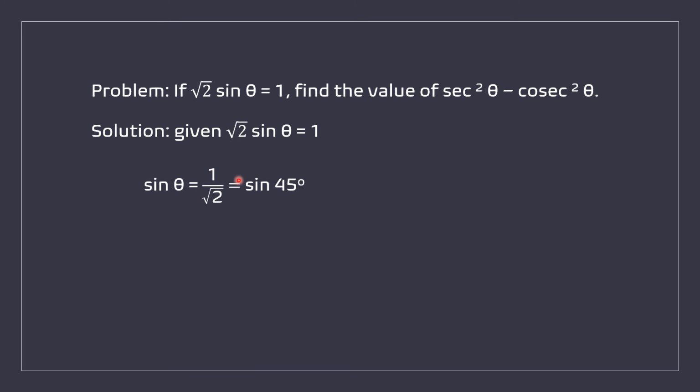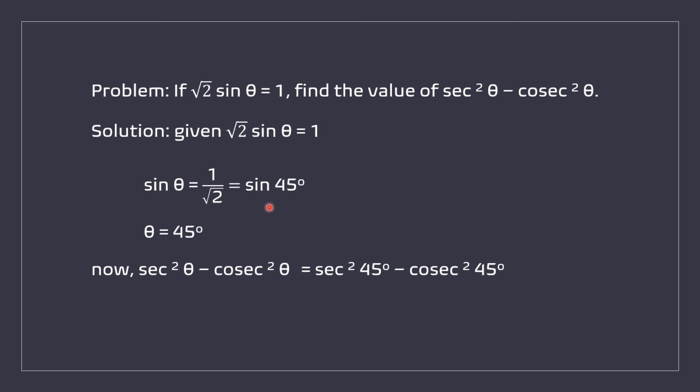This 1 by root 2 is there in our values table for sin 45 degrees. That's why sin theta is equal to 1 by root 2, which is equal to sin 45 degrees. If we get a value which is not there in the table, you have to go for a right triangle. You have to form a triangle, find all the 3 sides, then apply the formula for T ratios. But here 1 by root 2 is there in our table. Therefore sin theta is equal to sin 45 degrees. From this, theta is equal to 45 degrees.